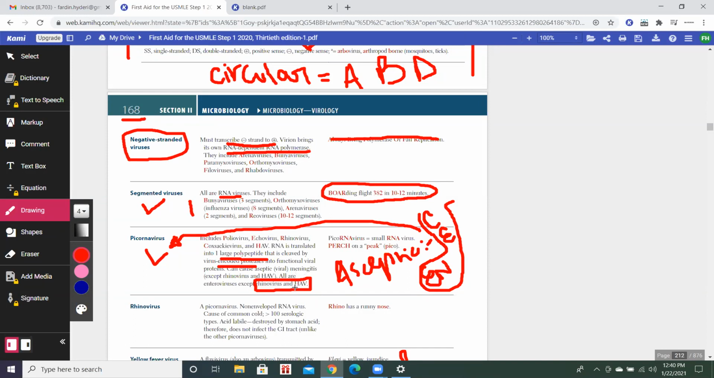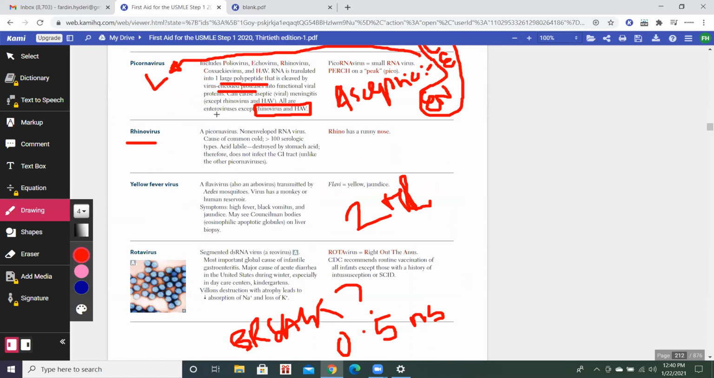Now, rhinovirus. First of all, it's a picornavirus, as we just read. This is the most common cause of common cold, and there are hundreds of serological types of this virus. Please underline this: more than 100 serological types, this is important for your NBME. They are all acid labile, meaning that if ingested, they will not cause disease because they will be destroyed by the stomach acid. Therefore, they will not infect the GI tract. They cause runny nose, sinusitis, upper respiratory tract infections, and all those things.